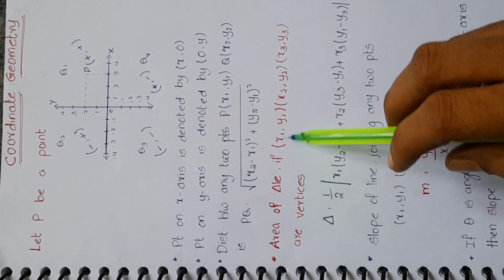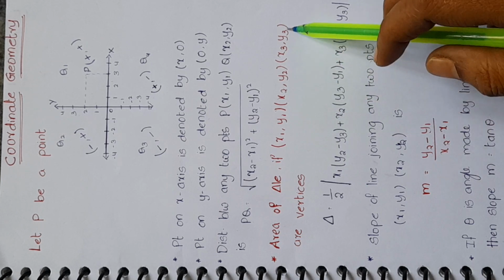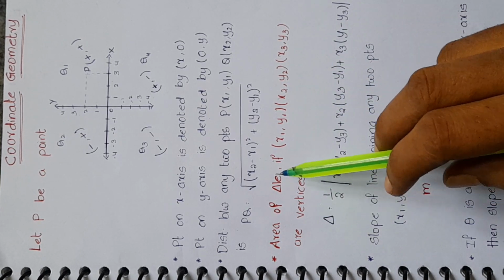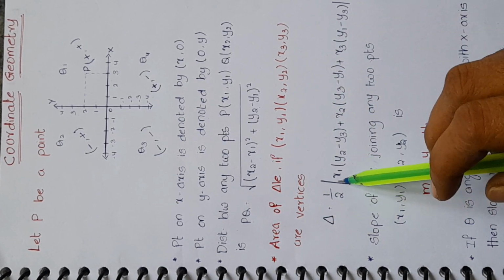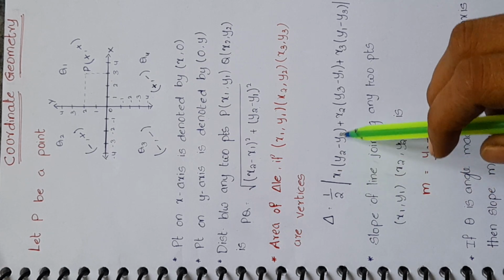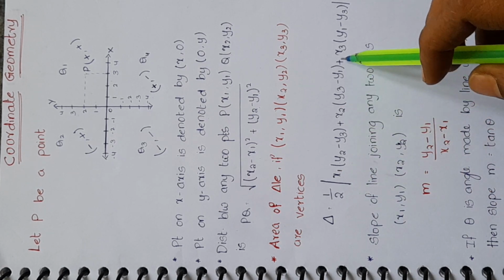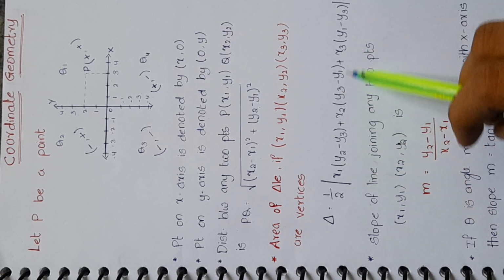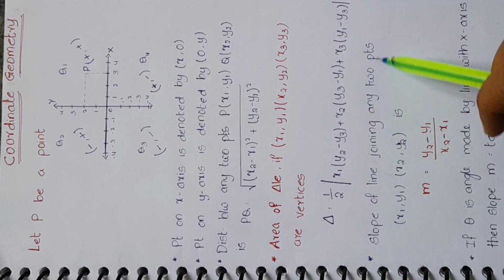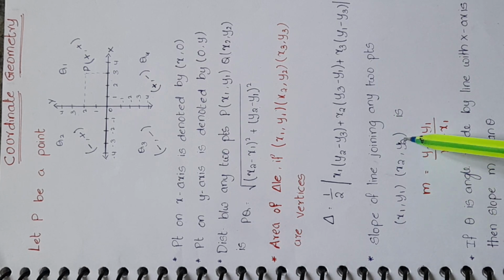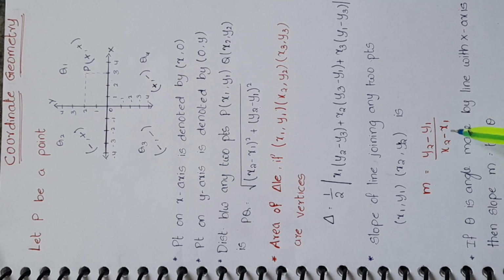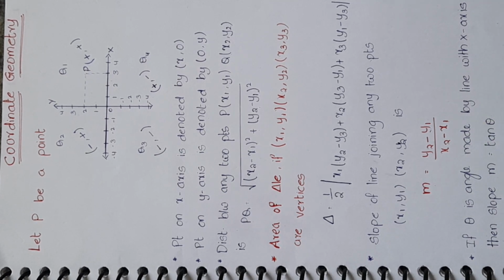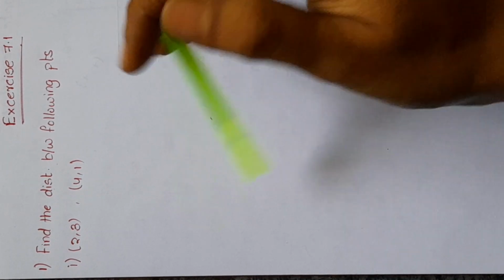Now to find the area of the triangle, if (x1, y1), (x2, y2) and (x3, y3) are the vertices of it, then the area formula is half of x1 into (y2 minus y3) plus x2 into (y3 minus y1) plus x3 into (y1 minus y2). We should remember the order properly. Now the slope of the line joining any two points (x1, y1) and (x2, y2) is m equals (y2 minus y1) by (x2 minus x1). If theta is the angle made by the line with the x-axis, then the slope m is equal to tan theta.